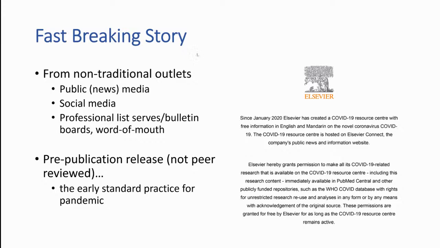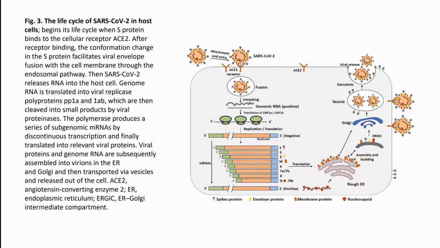I just briefly want to make sure we're all on common ground. The coronaviruses attach to cells and they gain entry by binding to the angiotensin converting enzyme 2 receptor, and they get in.